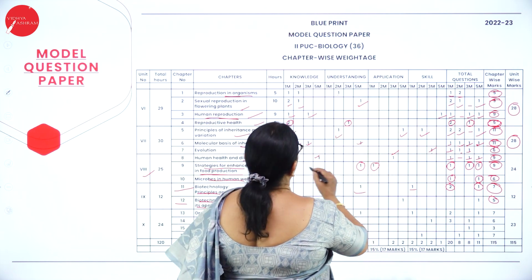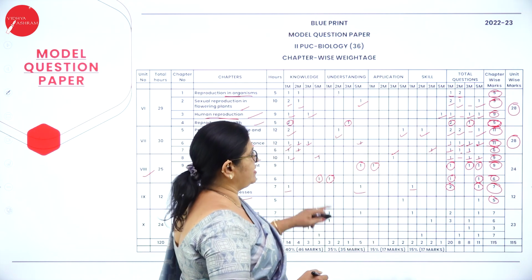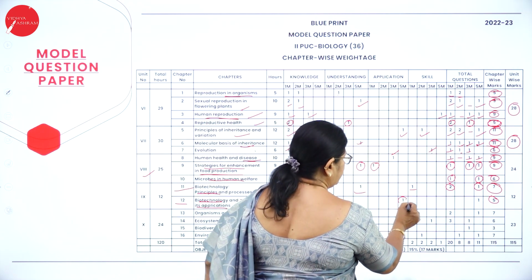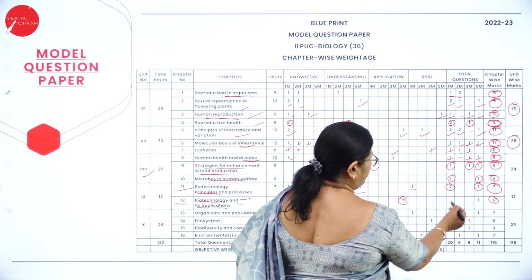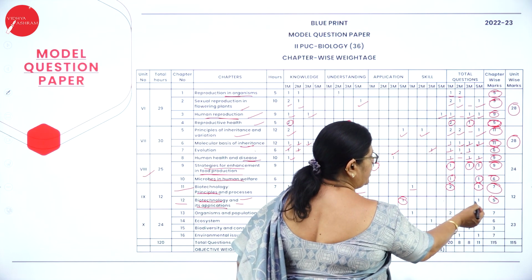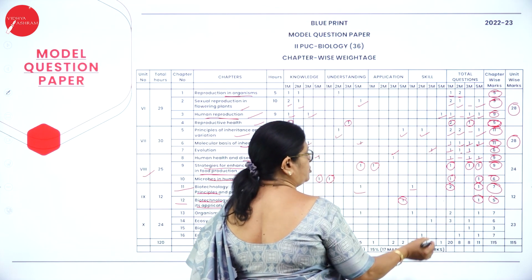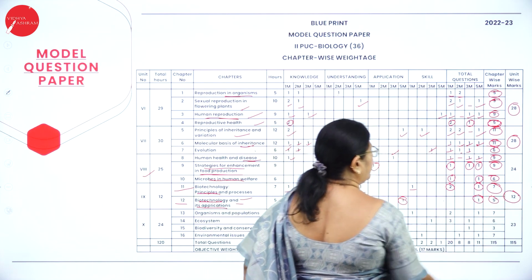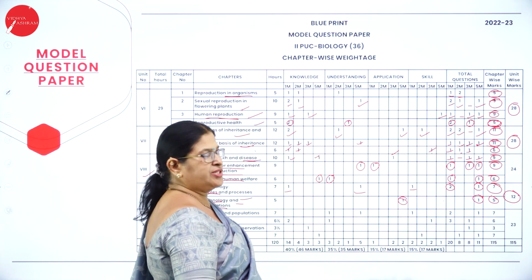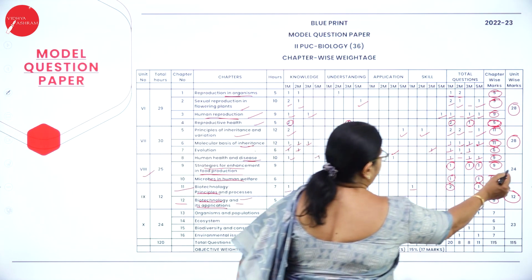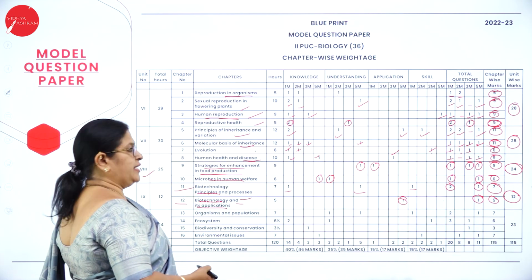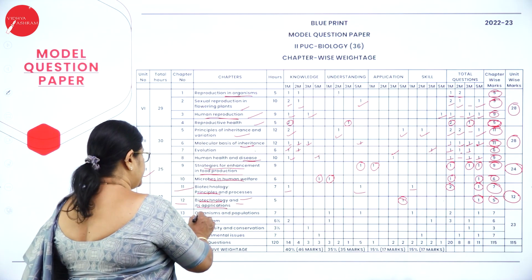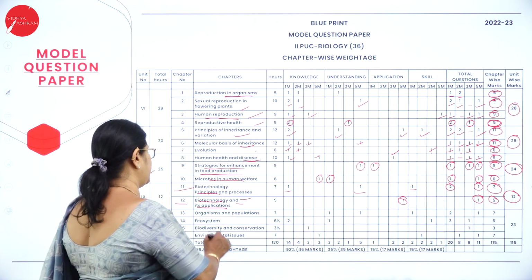We don't have any questions based on knowledge or understanding, but from application we have 1 five-marker question, and totally we have 5. We don't have 1 marker, 2 marker, or 3 marker questions, we have a 5 marker question. So the total weightage for this unit 9, called biotechnology, is 12. 8, it is 24. Moving on to the last unit, called ecology, which has 4 very important chapters.